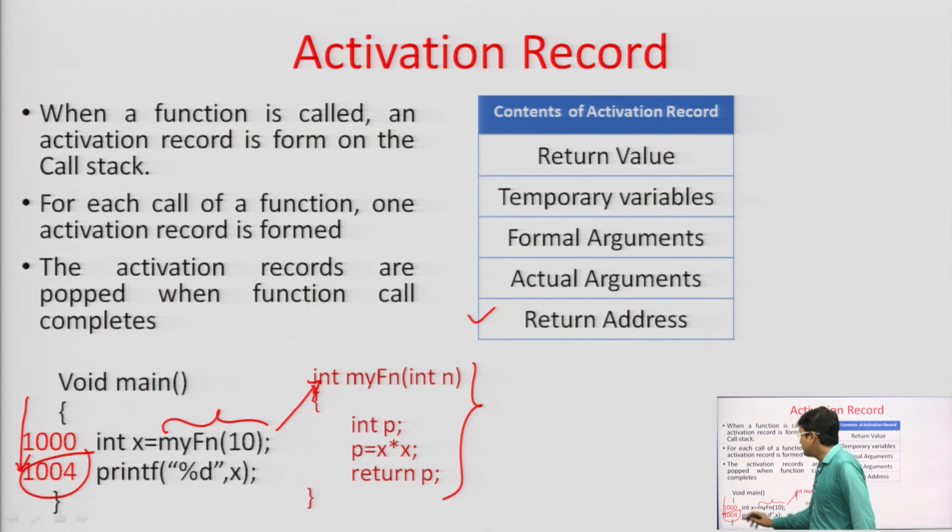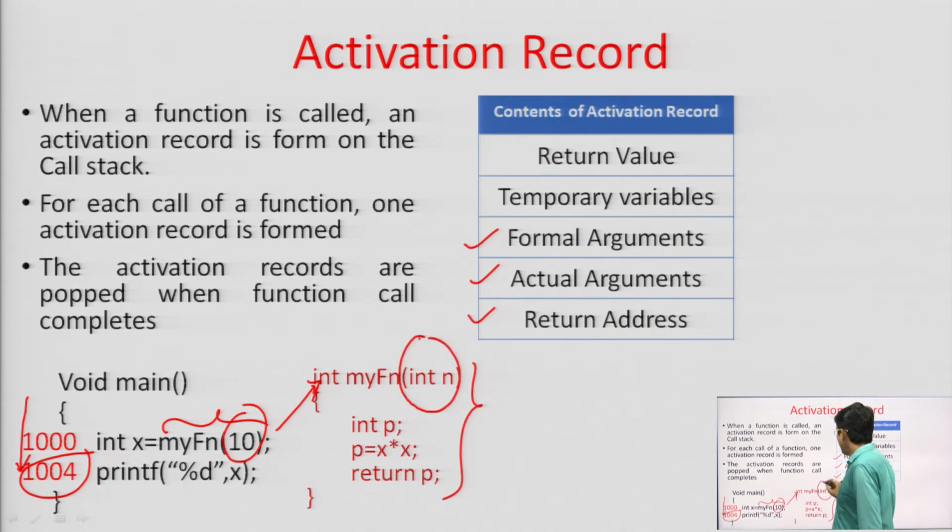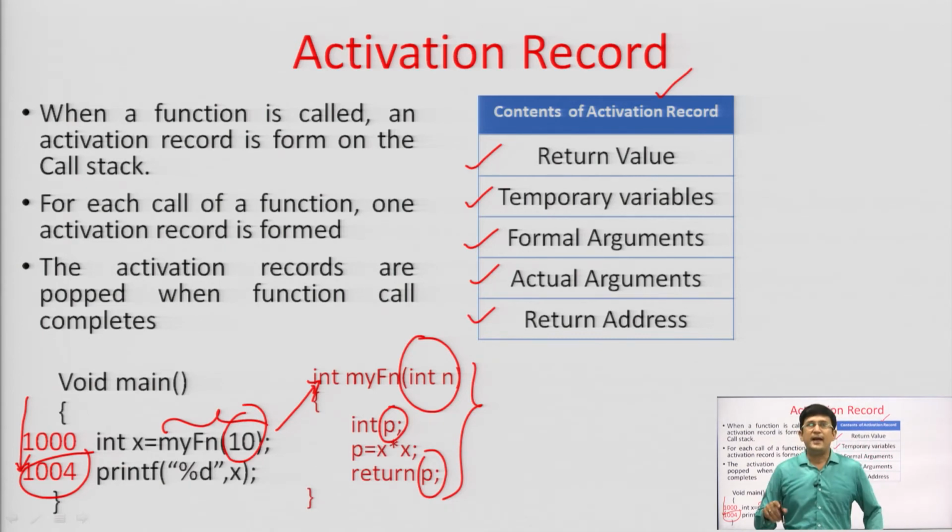where we have to return. Here it is 1004. Actual arguments: the actual argument is 10. Formal argument is integer n. When we have passed 10, we have accepted that in the n variable in the function definition. Then the temporary variable, because in the definition of the function I have used a p variable. So, p is a temporary variable for my function, and then the return value, whatever it is after the computation, will be stored here. So, these are the contents of the activation record, and whenever we call a function, the activation record is pushed on the stack.